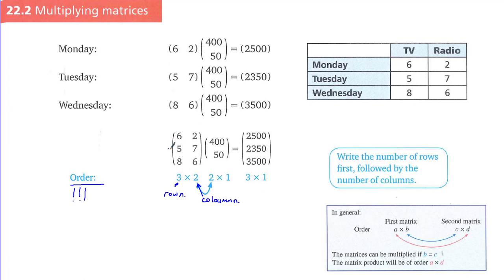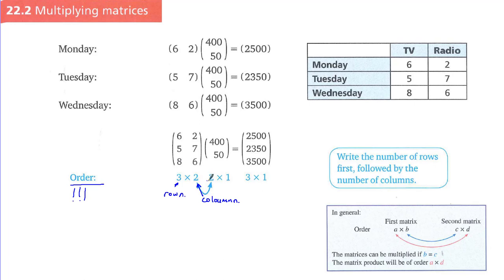And as you see here, from the rules you can understand from this table that the column number of the first matrix should be equal to the row number of the second matrix. Again, I'm repeating: the column number of the first matrix should be equal to the row number of the second matrix. If they are equal to each other, we can multiply. If they are not equal, we cannot multiply. From the beginning, we should say that these two matrices cannot be multiplied.